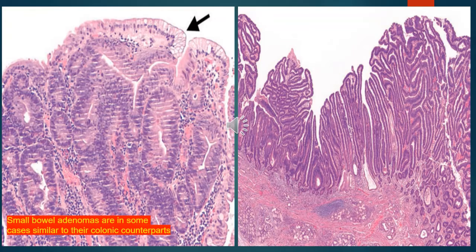Small bowel adenomas are in some cases similar to their colonic counterparts, as you can see in the left image. The arrow points to gastric surface cell metaplasia. In the case of the duodenal adenoma on the right side, as you can see, there are more prominent villus-like areas.